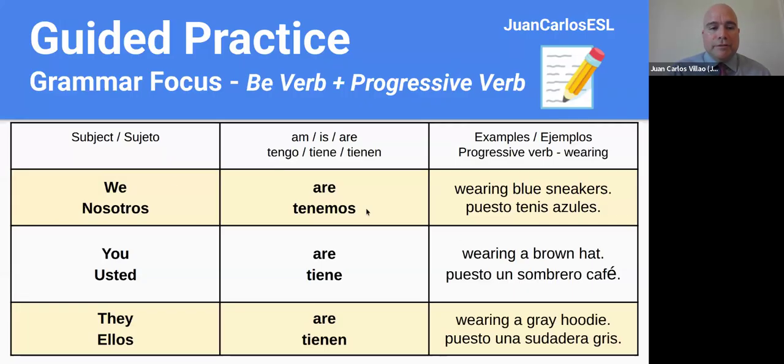All right, so we've come across the subject and then the be verbs and how to apply it with the progressive verb wearing. And then take into account that the colors, when we use colors before the noun, that is known as an adjective. That's something we're going to emphasize more in upcoming lessons. Whenever colors are used to describe a noun, those colors are known as adjectives.